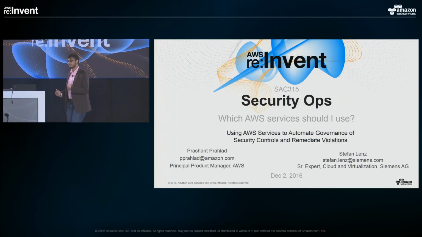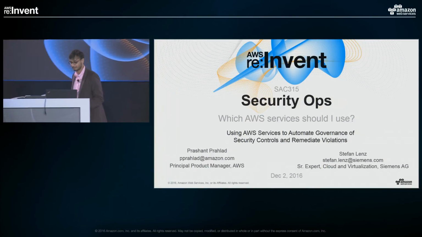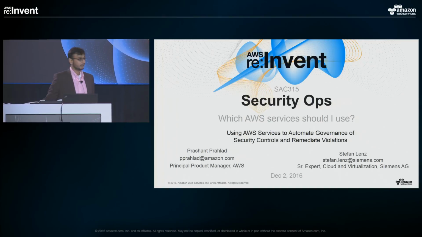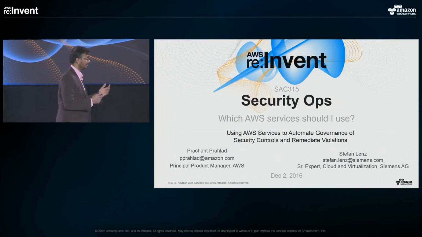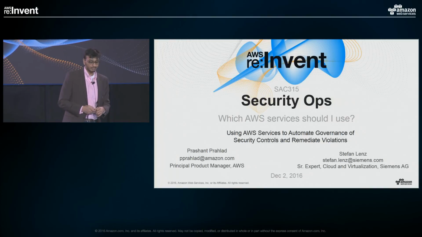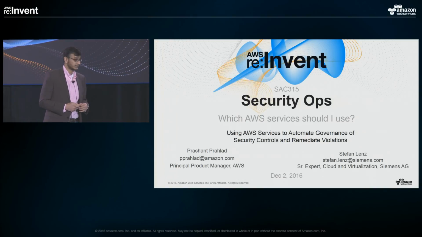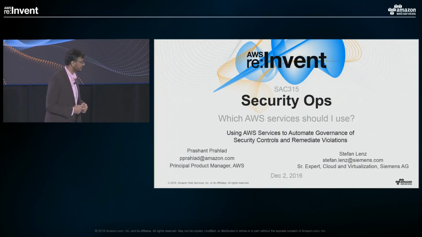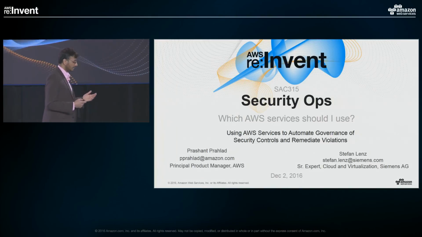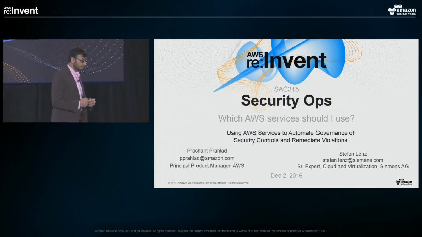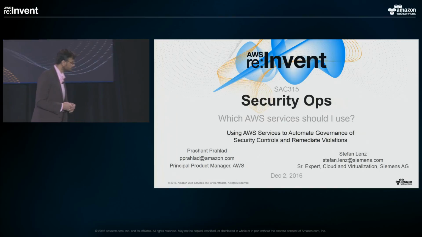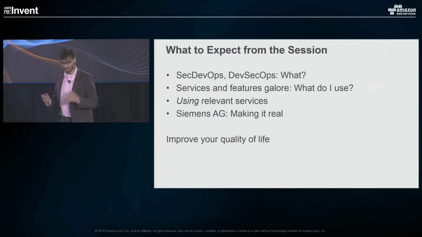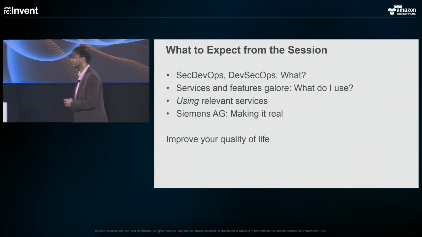So my name is Prashant Prahlad. I'm a product manager at AWS. I work on management tools, things like CloudTrail and Config and some of the other tools you'll see. And joining me is Stefan Lenz, who we'll see in a few minutes. And Stefan's a cloud expert at Siemens, and part of what we're trying to show is not just the concept here, but how a customer has actually taken some of these concepts and implemented it. So you have hopefully a good breadth of things to choose from.